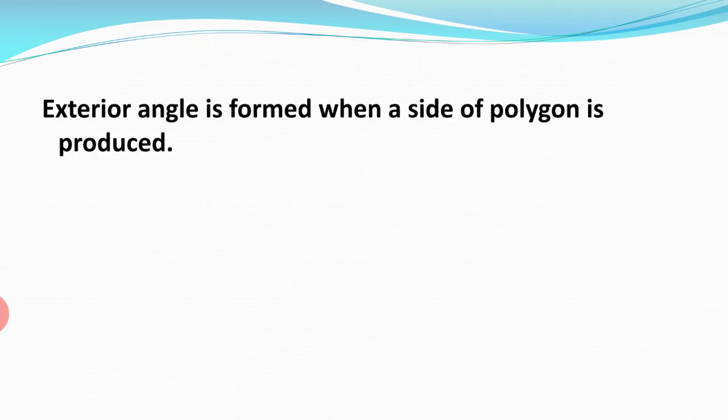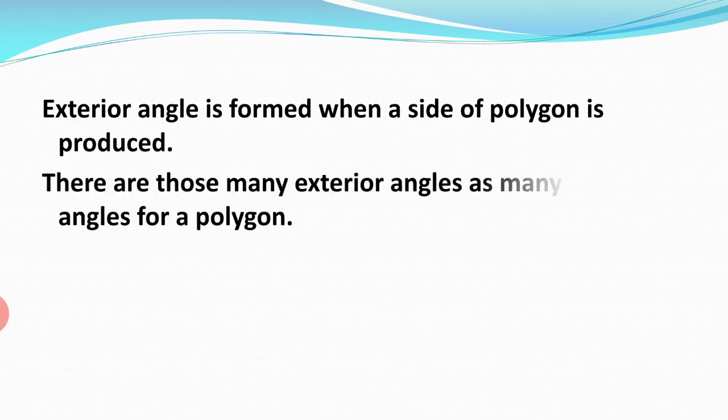summarizing the part. So an exterior angle is formed when a side of a polygon is produced. There are as many exterior angles as there are interior angles for a polygon. Triangle, how many interior angles? 3. Quadrilateral, how many exterior angles? 4. Pentagon, how many exterior angles? 5. Is it okay? And so on. So if n is the number of sides of a polygon, then how many exterior angles will be there?